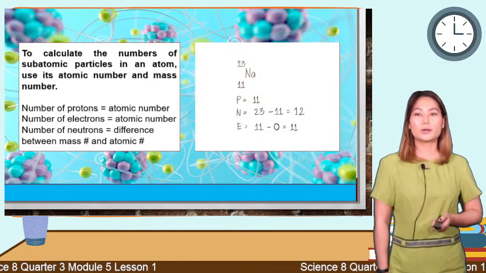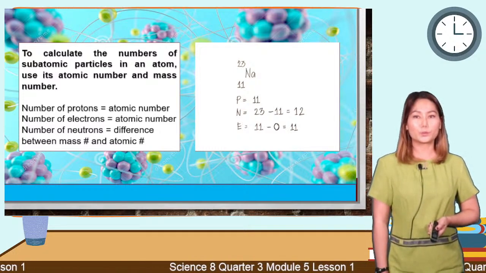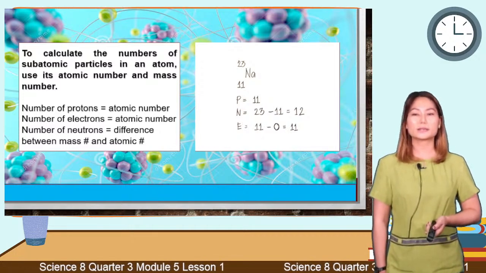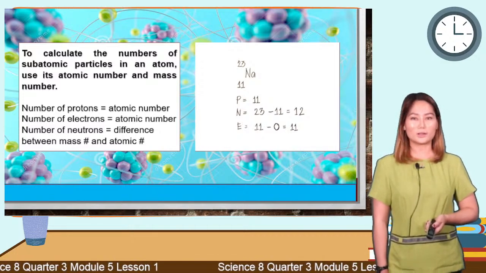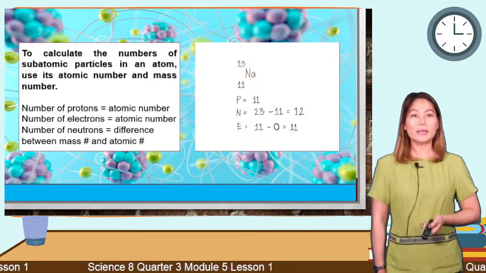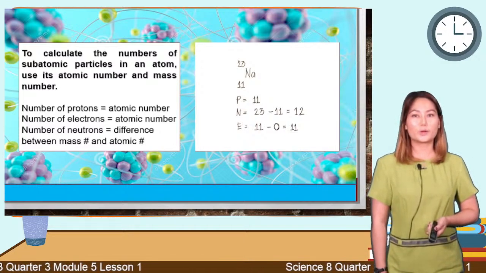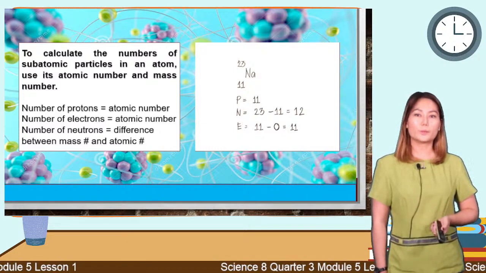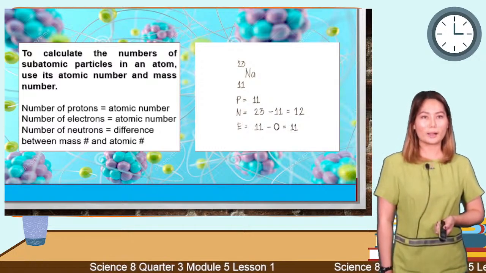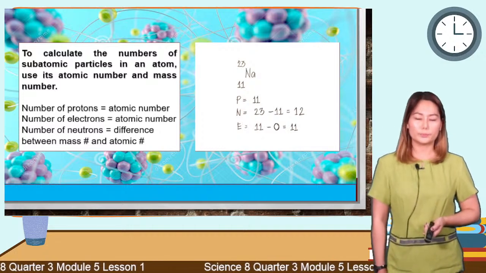So it says here that the number of protons is equal to the atomic number. So the protons is equal to 11, while the electrons is equal to 11 also. What about the number of neutrons? Okay, it is the difference between the mass number and atomic number. So the mass number is 23 and the atomic number is 11. We subtract it. It is equal to 12. So that is the number of neutrons in sodium.